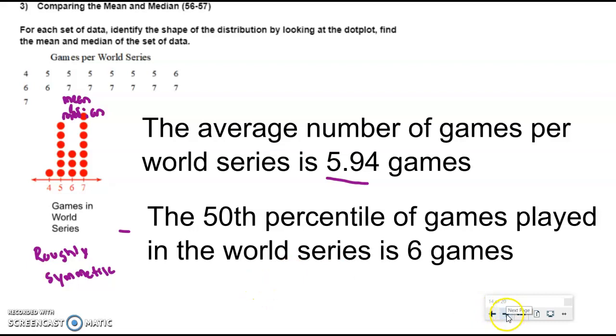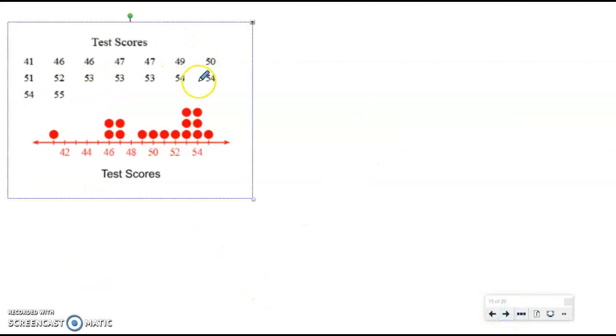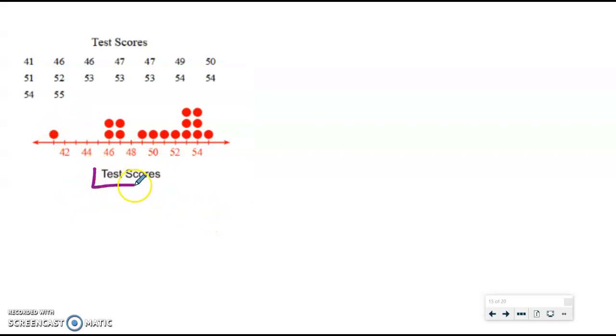All right, so let's look at this other set of data. You were looking at test scores. One thing I do want to make a note of: anytime we make a dot plot, we want to label the axis. Any graph that we make, we want to label the axis. Looking at some of the graphs you have given me, we need to work on labeling what the axes represent.